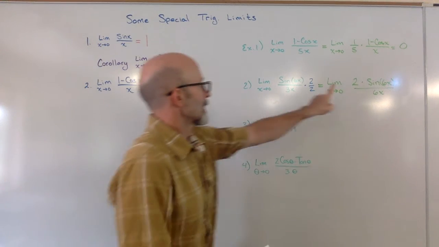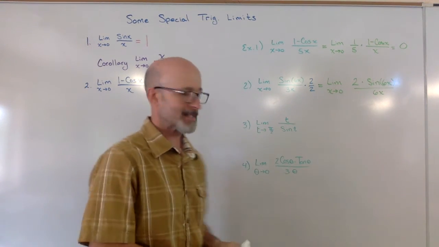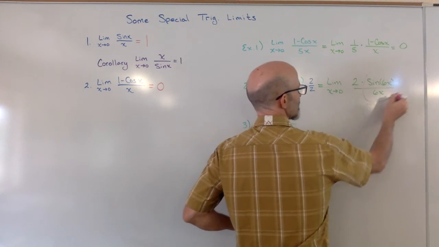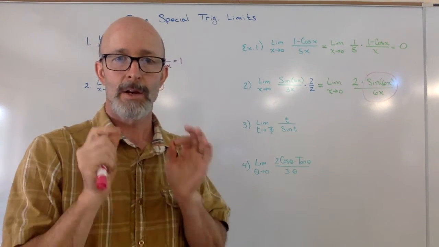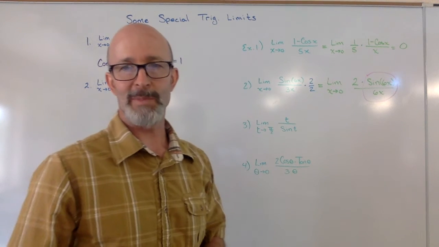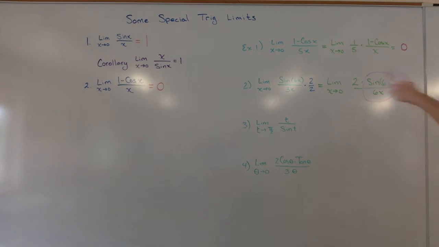You see now, I still have 2 times sine. I can't change that, but now this says 6x down here. What would this limit be as we're approaching 0, sine of 6x over 6x? Once again, I'm going to stress, this angle and that angle down there must be exactly the same. It is 2 times 1.